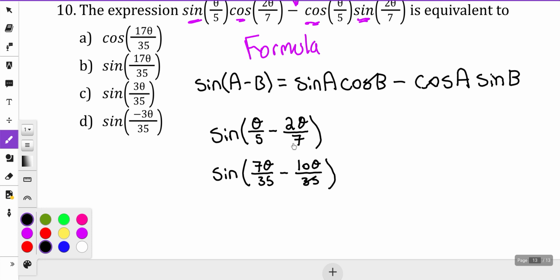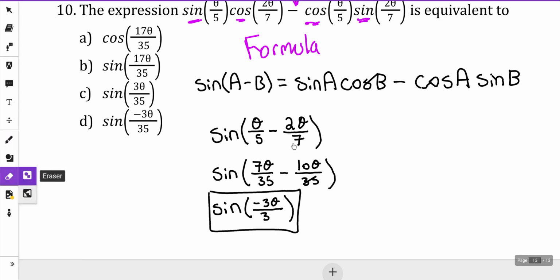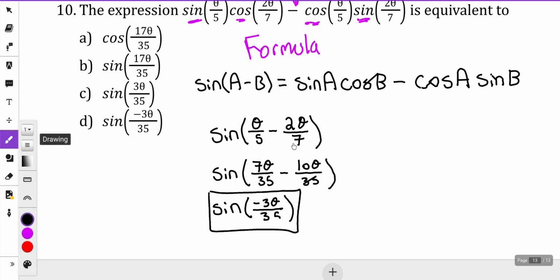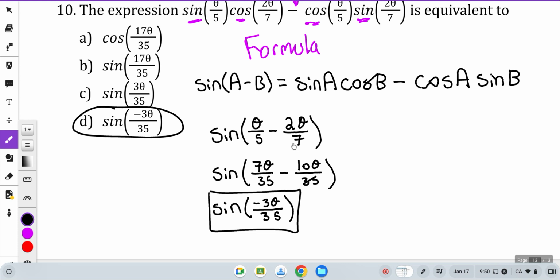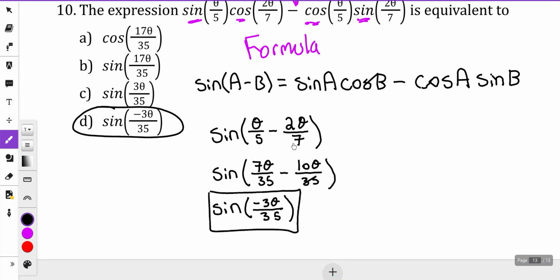With a common denominator, I can subtract those things. That means this is sine. Oh, I was about to freak out, but it worked out. 7 minus 10 is negative 3 theta over 35. And that is answer D. Here we go. Cool.